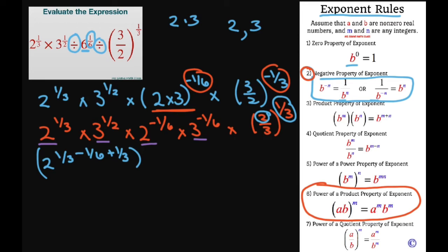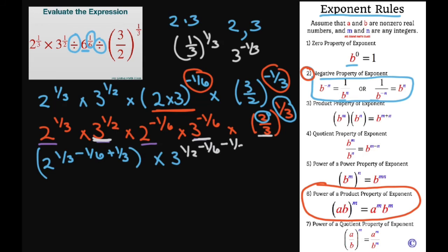And then you're going to have times 3. And now we're going to use our 3 bases. So we have a 3 here, a 3 here, and a 3 here. So that's going to be 3 to the power of 1/2. And then we're going to have -1/6. Now this is 1/3 to the power of 1/3. So I can write this as 3 to the power of -1/3. So now we're going back to -1/3. So I can have the same base of 3.